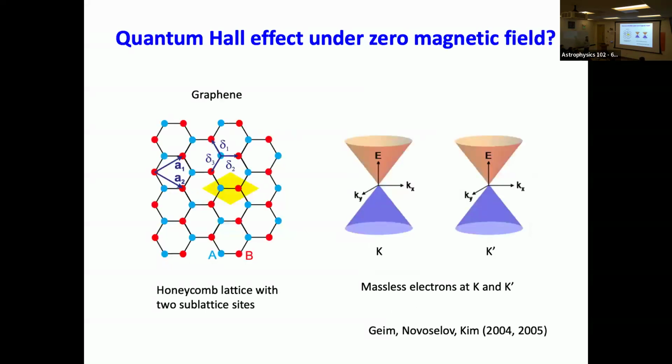Very soon after that, it became a legitimate question to ask: can you observe the quantum Hall effect under zero magnetic field? Before getting into that, let me quickly remind you of graphene. This is the honeycomb lattice structure of graphene, with A and B sublattice sites both occupied by carbon atoms. Because of an emergent symmetry, you have a Dirac cone that supports electrons at the K and K prime points, the corners of the Brillouin zone.